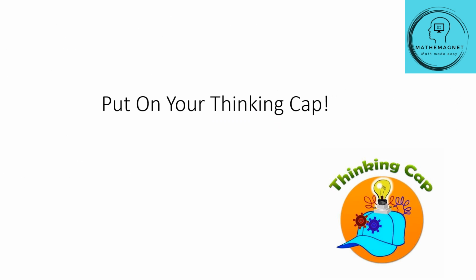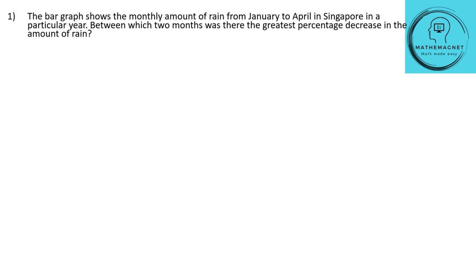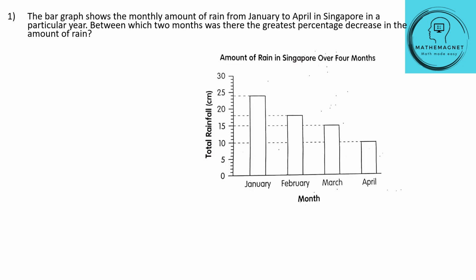Now let's solve some put on your thinking cap questions. Let's look at the first question. The bar graph shows the monthly amount of rain from January to April in Singapore in a particular year. Between which 2 months was there the greatest percentage decrease in the amount of rain? Now this is the bar graph that they have given us. We see that from January, February, March and April there is a gradual decrease in the amount of rain.